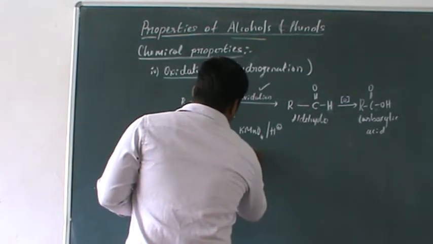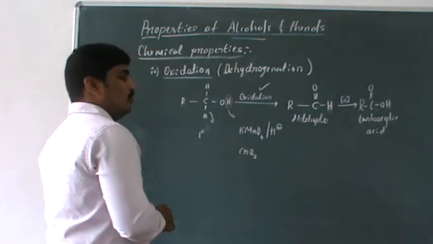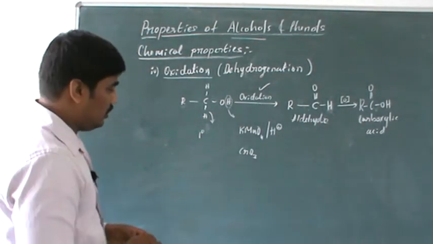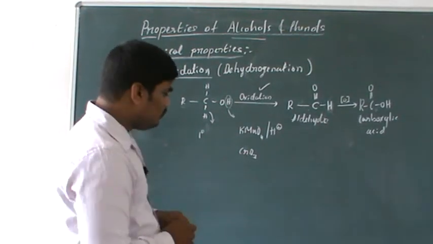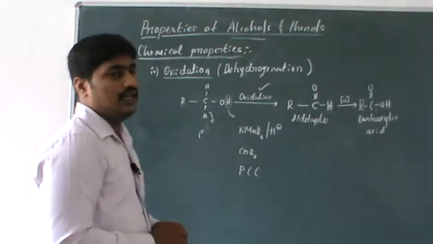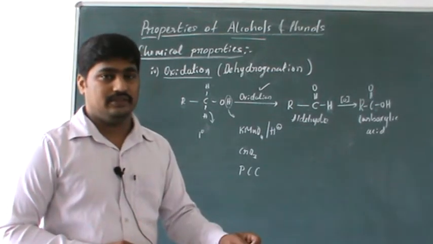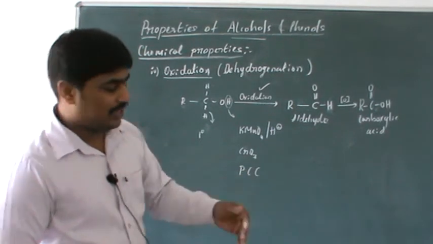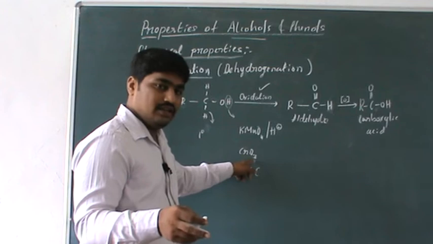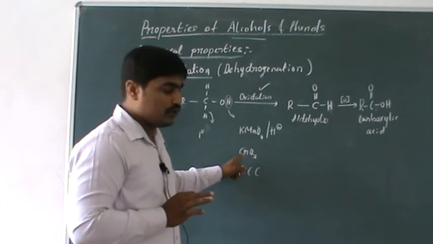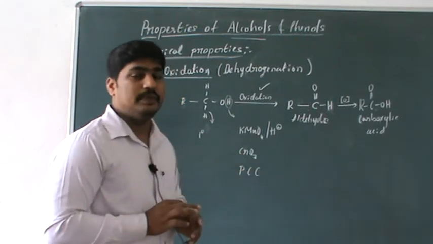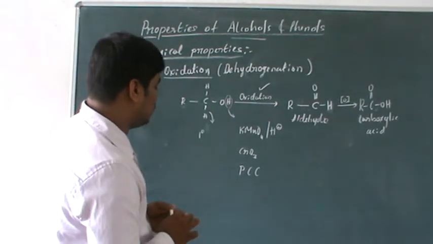Next, another example is anhydrous chromic trioxide. The name is chromic anhydride. It's an oxidizing agent. Next, PCC, pyridinium chlorochromate, which is chromium trioxide dissolved in HCl along with pyridine. It is another oxidizing agent.